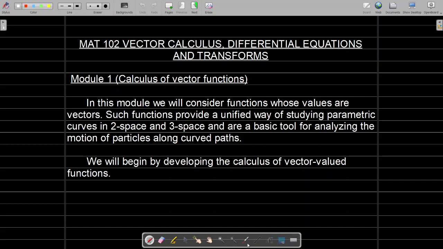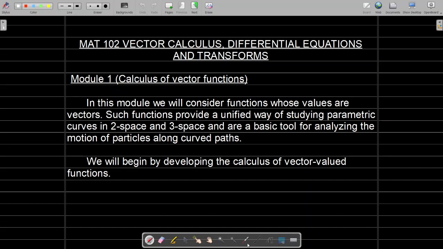The first module is Calculus of Vector Functions. In this module, we will consider functions whose values are vectors. Such functions provide a unified way of studying parametric curves in 2 space and 3 space and are a basic tool for analyzing the motion of particles along curved paths. So we will begin by developing the calculus of vector valued functions.